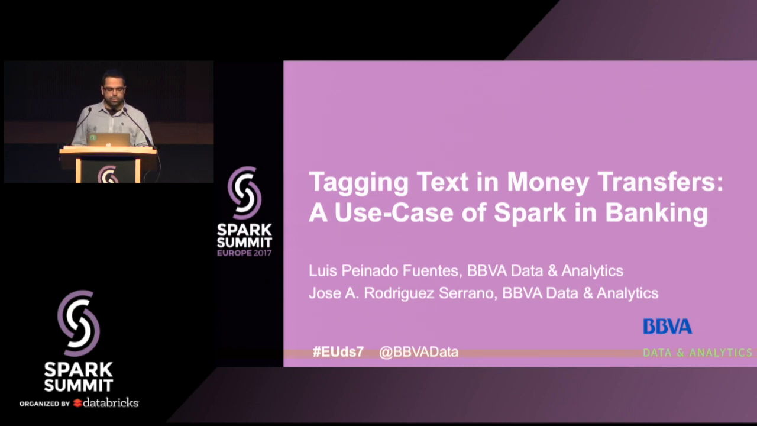I will explain to you how at BBVA we built a classifier to distinguish or tag money transfers based on text, and also how we built it with Spark and the lessons we learned along the way. This is especially about lessons from the data science point of view, but if you want to touch other topics, we can discuss later, maybe about development details or other things.